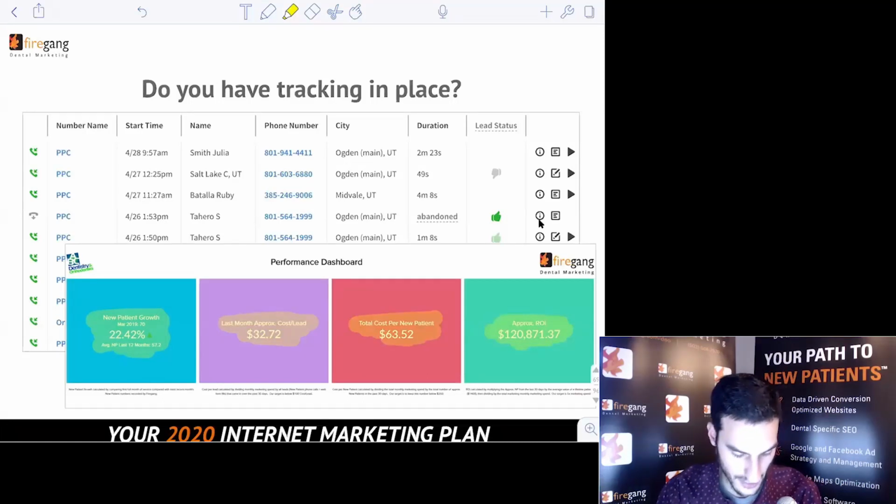We also have this call tracking dashboard here. And you can see on the left side here, we're able to showcase where all of these calls came from, whether it was a PPC campaign or a Facebook campaign, et cetera. But on the right side here, we have all these play buttons. So what we'll do at Firegang is we'll actually listen to every single call that comes into this practice from all these different campaigns to audit that call. What happened on it? Was it a new patient opportunity? Was it a booked patient appointment? So what is our call conversion rate?